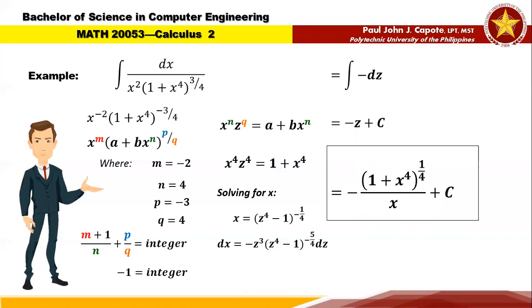But how did we get this value of z, by the way? Take note that the expression x raised to the power of 4 times z raised to the power of 4 equals 1 plus x raised to the power of 4. We can manipulate that expression to find the value of z. Applying and manipulating algebraic operations, applying laws of exponent, we get the value of z. And so we have the final answer.